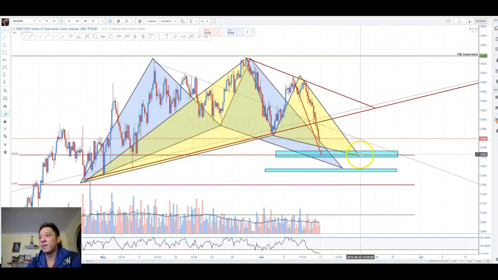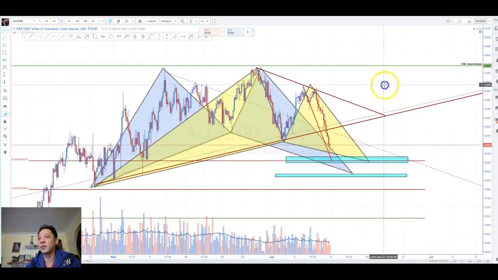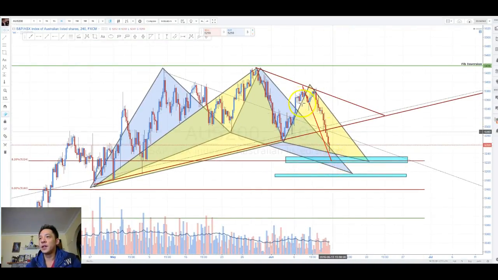Two Gartley patterns. The yellow one completes at this level here, 5221, right? The second one completes at 5193. Okay. So what you can see here, this is what I do, right? At the time when I drew this, the market was trading up around these levels here, right?